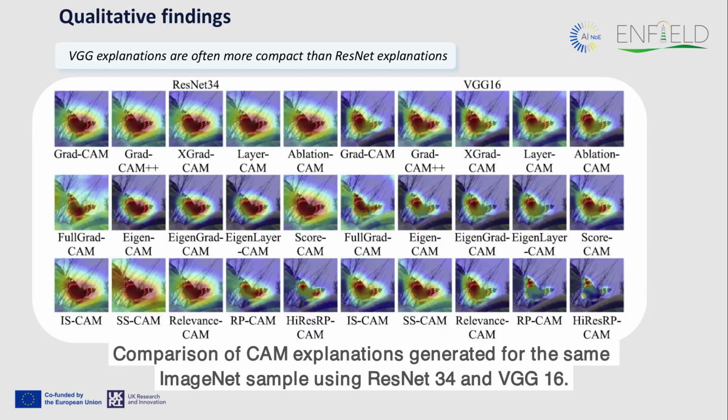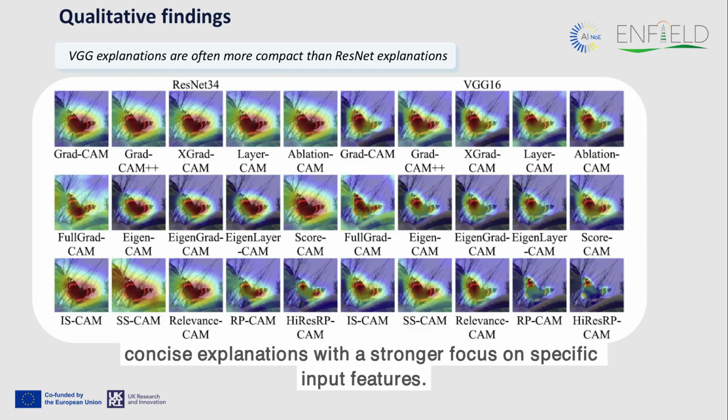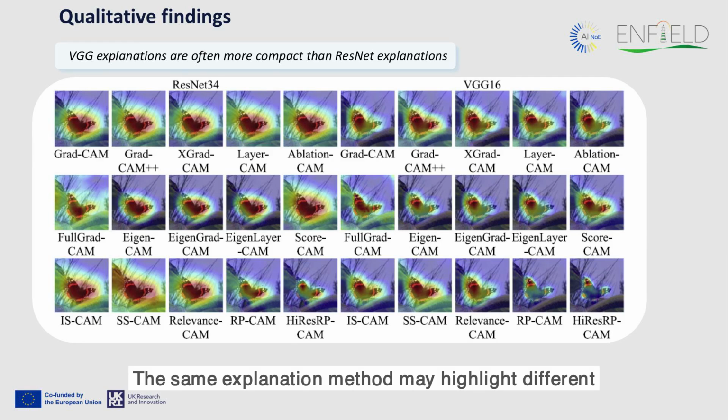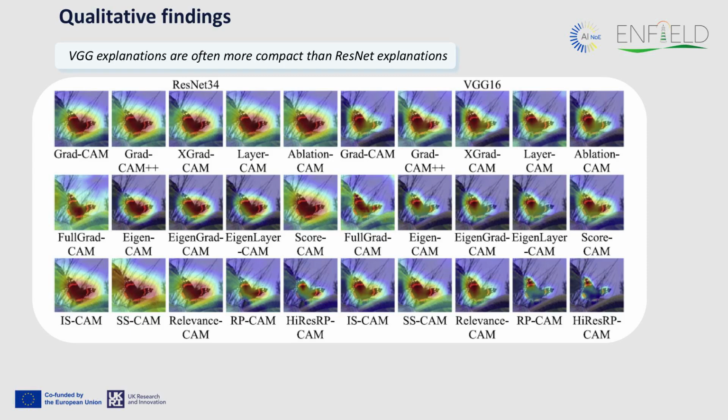Comparison of CAM explanations generated for the same ImageNet sample using ResNet34 and VGG16. We can observe that VGG models tend to produce more concise explanations with a stronger focus on specific input features. The same explanation method may highlight different spatial regions depending on the model's internal representation.